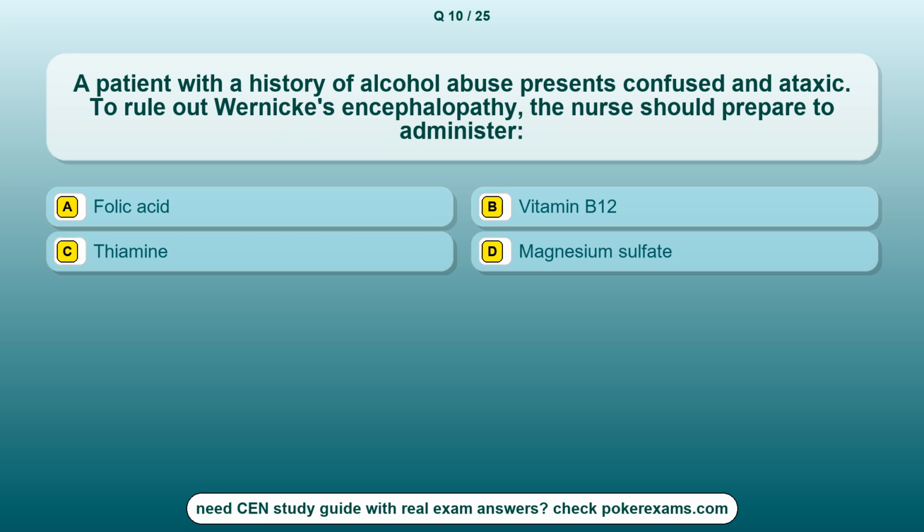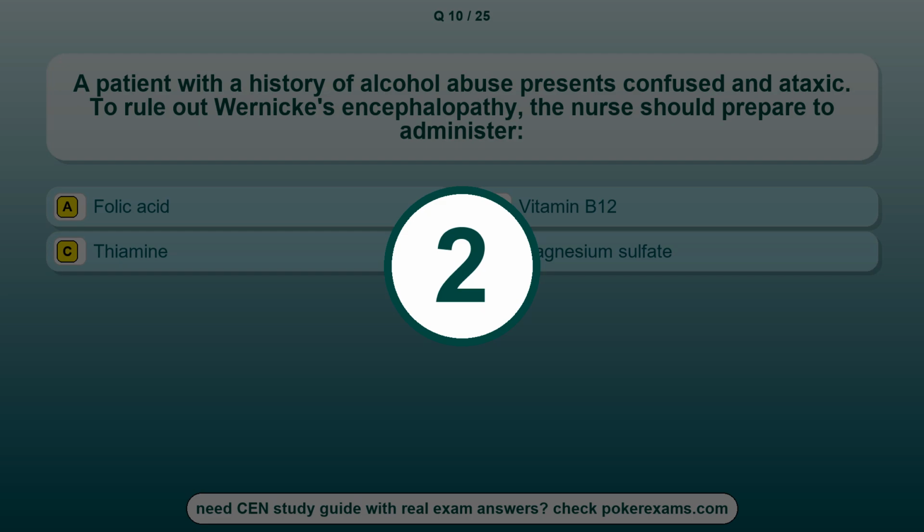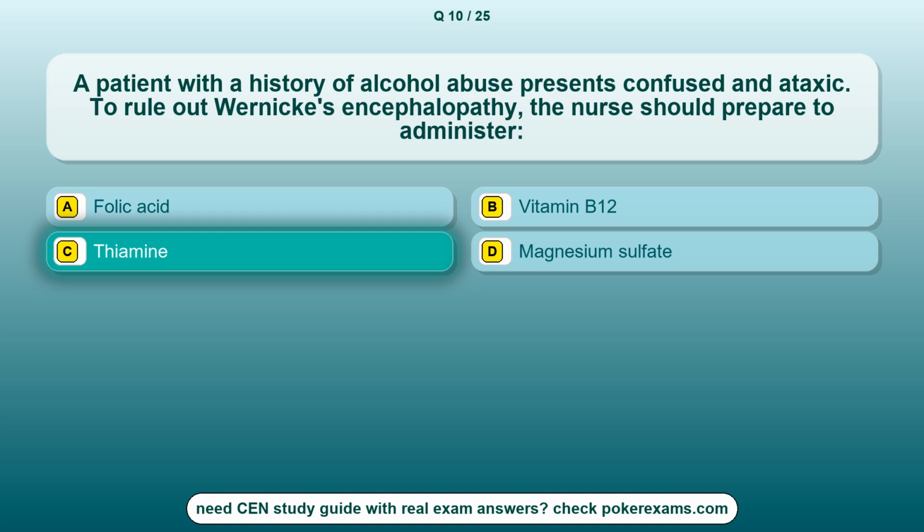Question 10. A patient with a history of alcohol abuse presents confused and ataxic. To rule out Wernicke's encephalopathy, the nurse should prepare to administer Option A, folic acid. Option B, vitamin B12. Option C, thiamine. Option D, magnesium sulfate. The correct answer is option C, thiamine.